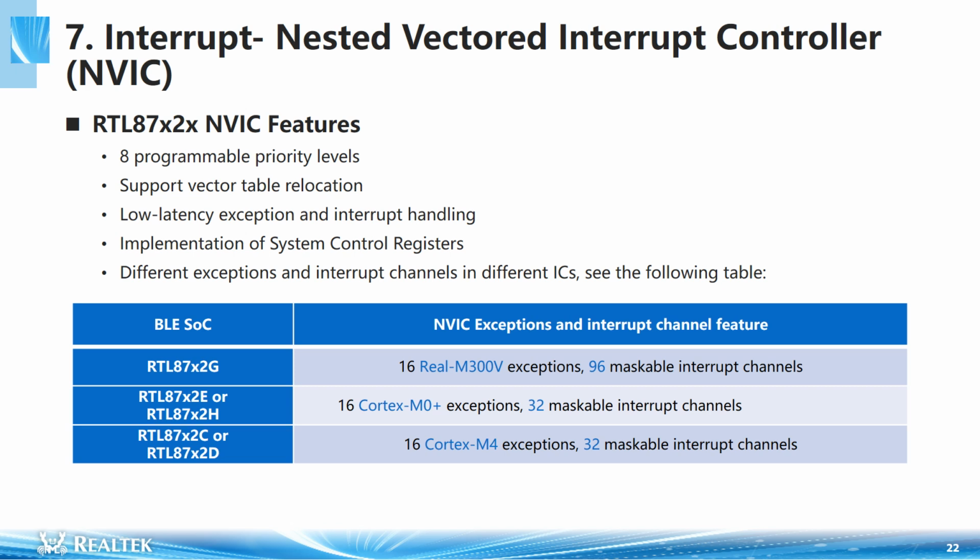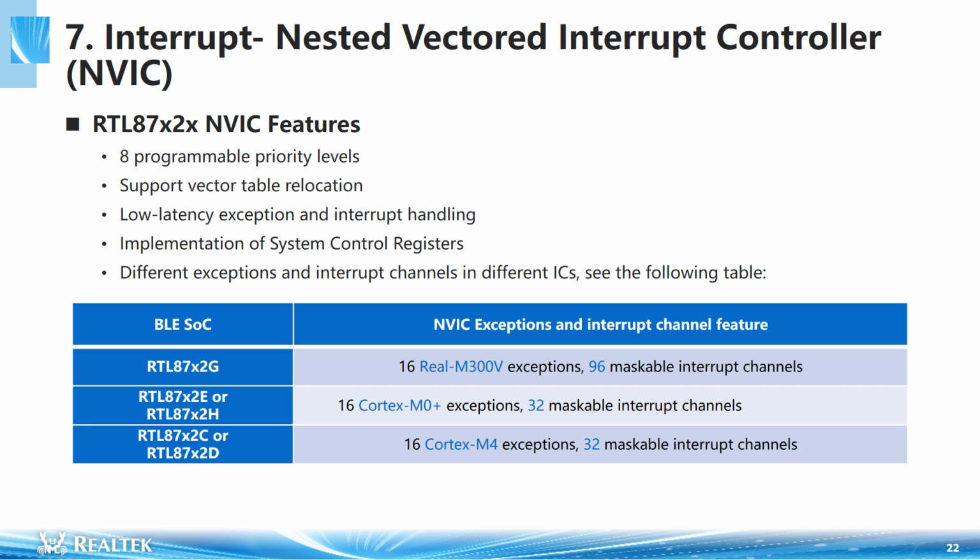RTL87X2X NVIC features. 1. 8 programmable priority levels. 2. Support vector table relocation. 3. Low latency exception and interrupt handling. 4. Implementation of system control registers. 5. The differences in the number of exception and interrupt channels among various ICs can be seen in the table below.